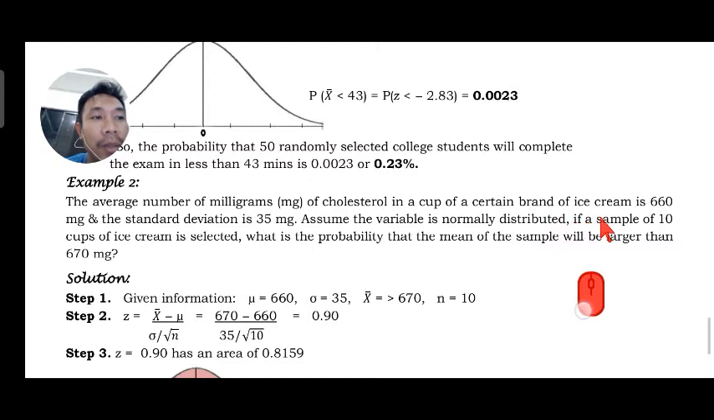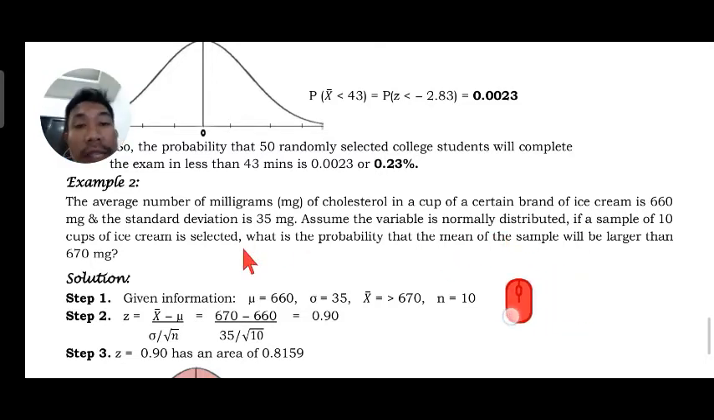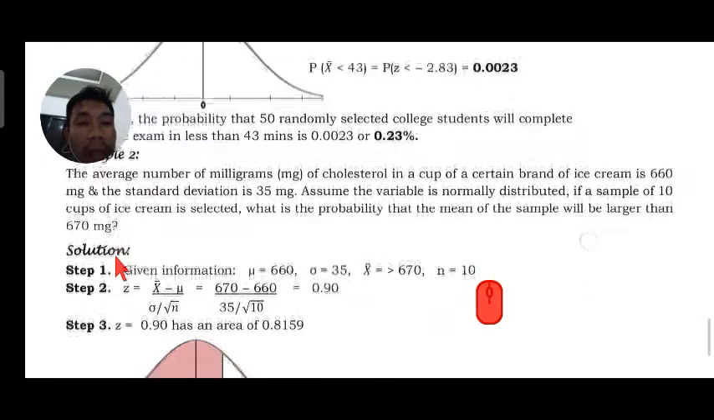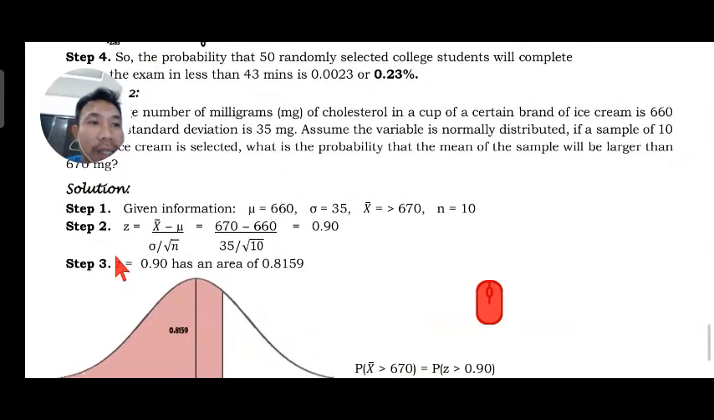So, when you say normally distributed, we can use the central limit theorem. So, if a sample of 10 cups of ice cream is selected, what is the probability that the mean of the sample will be larger than 670? So, larger. So, dito naman tayo sa taas. So, larger. Okay. So, going up.